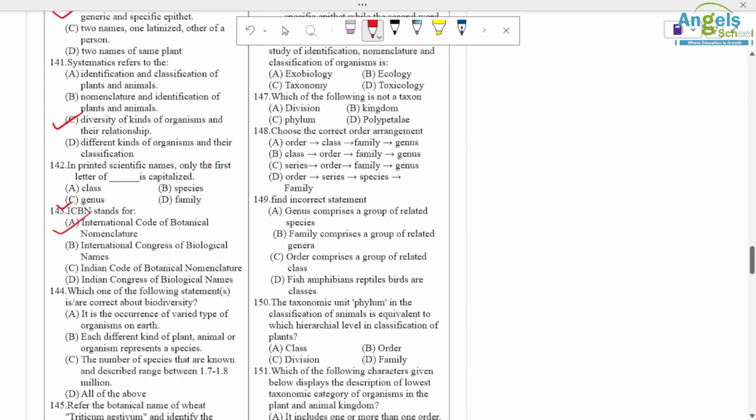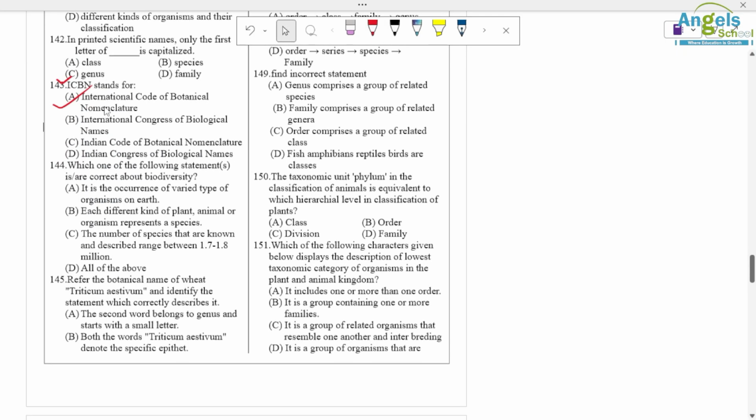Which of the following statements is correct about biodiversity? It is the occurrence of various types of organisms on earth. Each different kind of plant, animal and organism represents a species. The number of species is 1.7 to 1.8 million. Okay, so all of the above is correct.